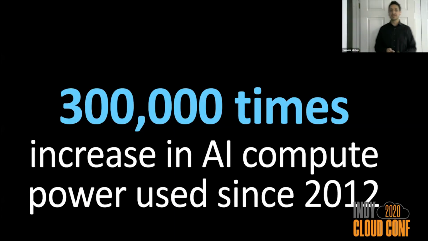So there has been a 300,000 times increase in the AI compute used from 2012 to 2019. It's not produced, it's used. So what has led to that? The advancements in graphic cards.